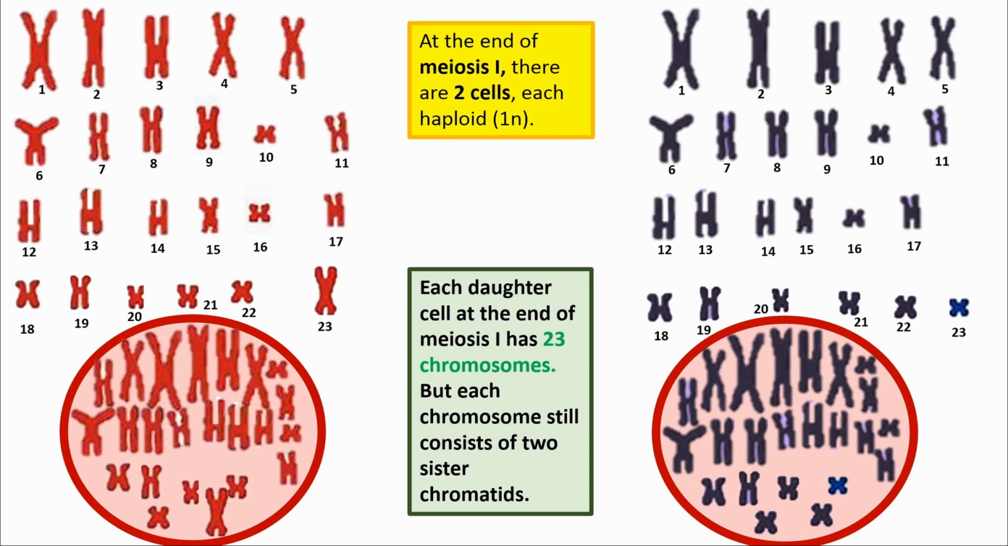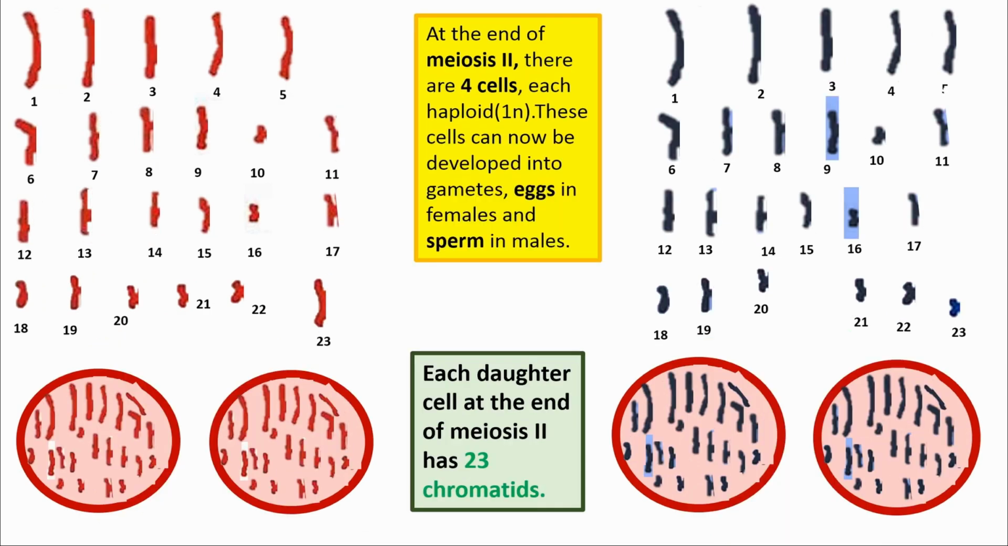At the end of meiosis I, there are 2 cells, each haploid. Each daughter cell at the end of meiosis I has 23 chromosomes, but each chromosome still consists of 2 sister chromatids. At the end of meiosis II, there are 4 cells, each haploid. These cells can now develop into gametes, eggs in females, and sperm in males. Each daughter cell at the end of meiosis II has 23 chromatids.